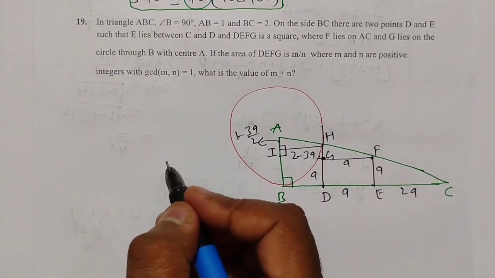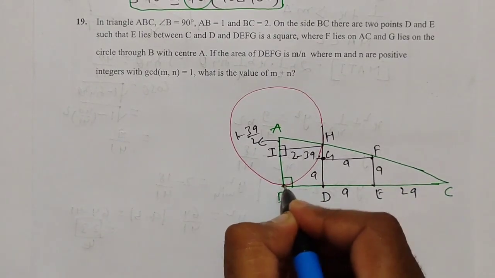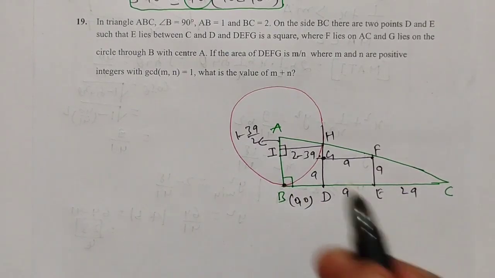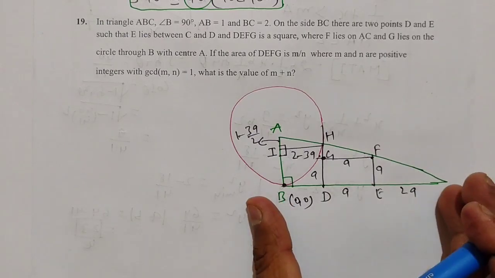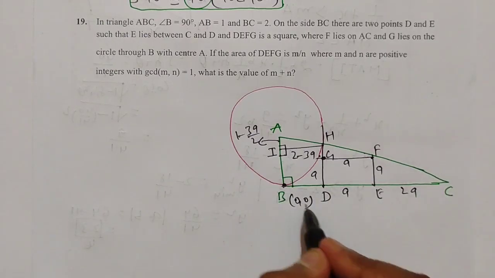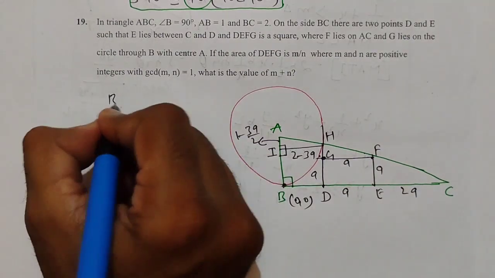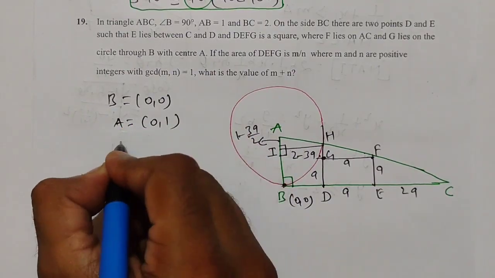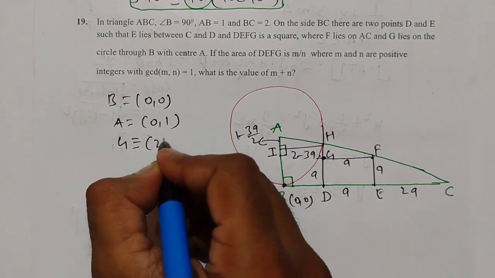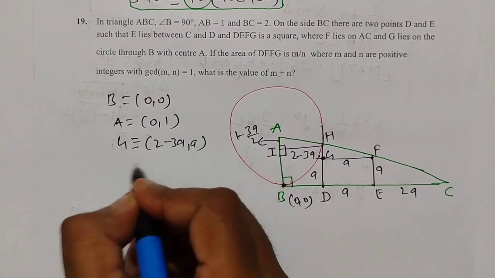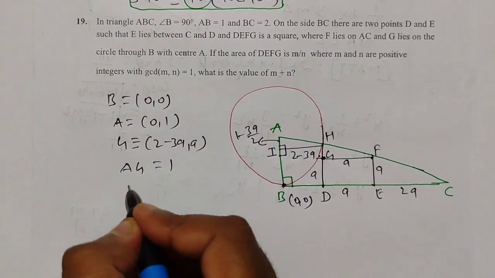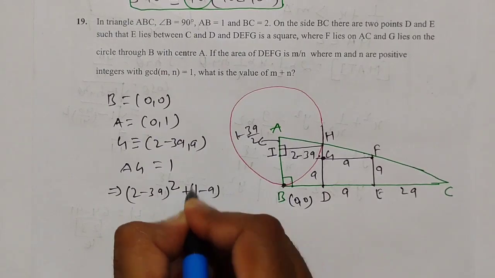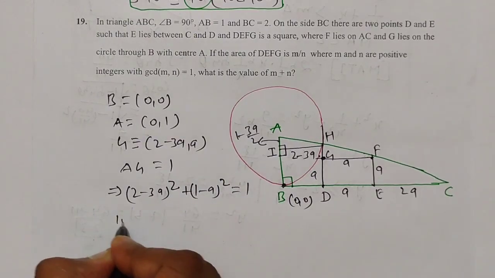Here we have to take this point B on the origin, so this has coordinates 0 and 0. So B is 0, 0, A is 0, 1, G has coordinates 2 minus 3a and a, and AG is equal to 1. So this will imply (2 minus 3a) whole square plus (1 minus a) whole square is equal to 1, and this is 10.